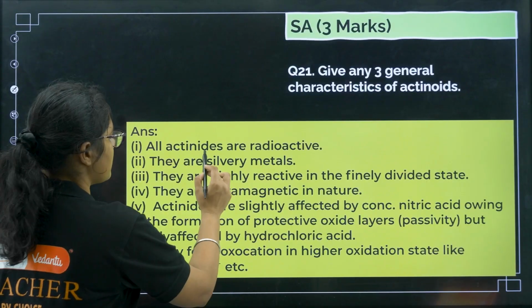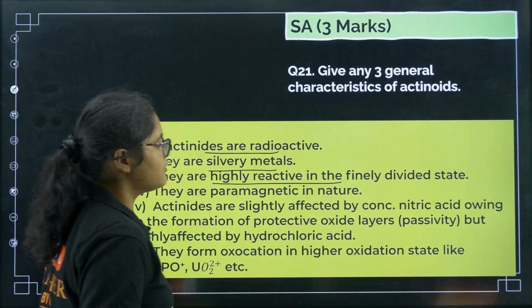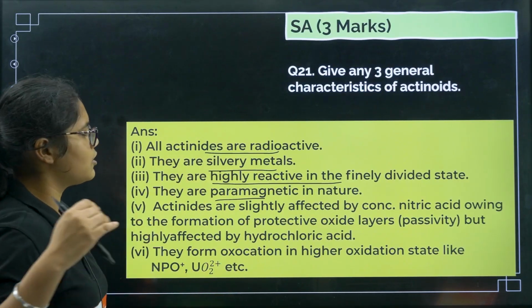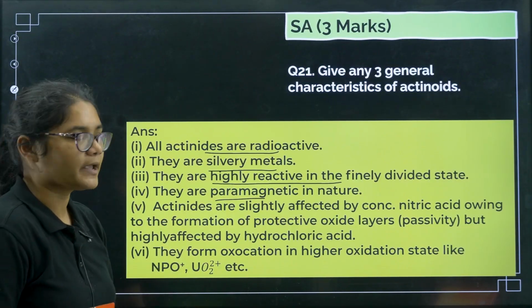So the first one is: all actinoids are radioactive, they are silvery metals, they are highly reactive in the finely divided state, they are paramagnetic in nature, and they have a common oxidation state of +3. Any 3 points from here you have to write down.